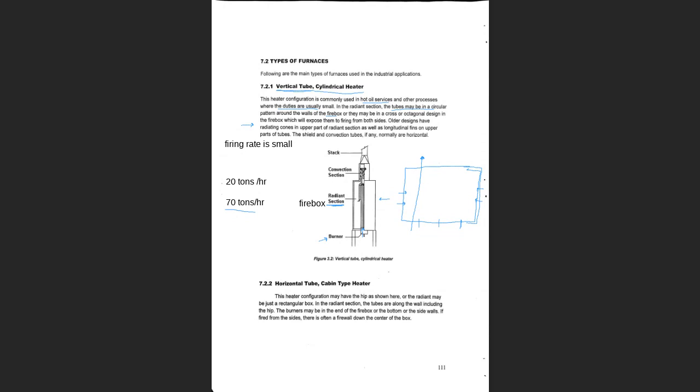Another configuration is that, as an example, you will have multiple passes. So you will have the coil or the tube entering from the top, through the crossover section, and then it makes several passes like this: 2, 3, 4, up to, as an example, the furnace I was responsible for had 6 passes. And then the process fluid leaves the firebox.